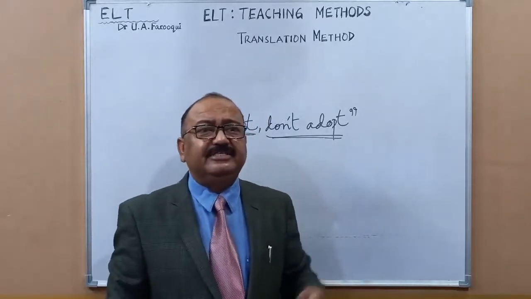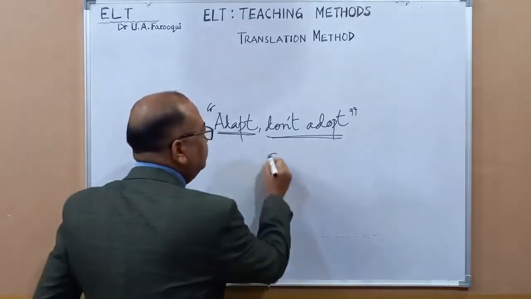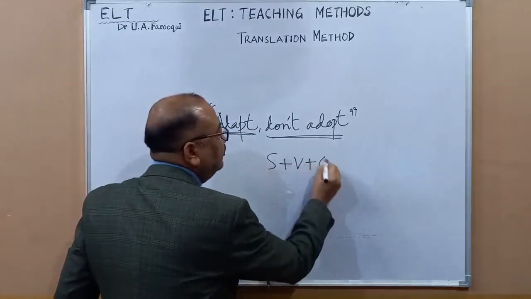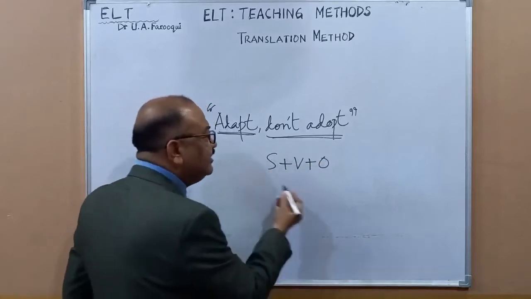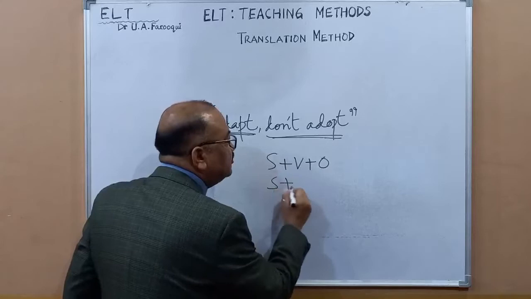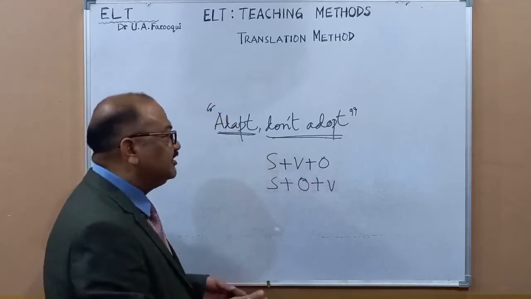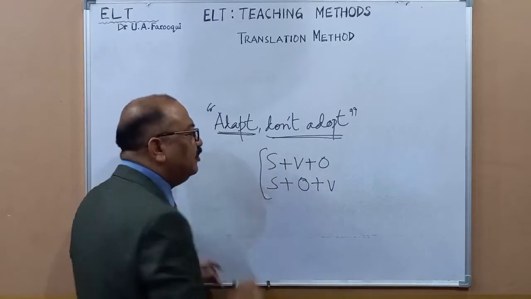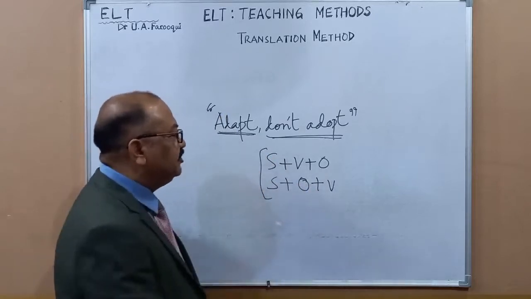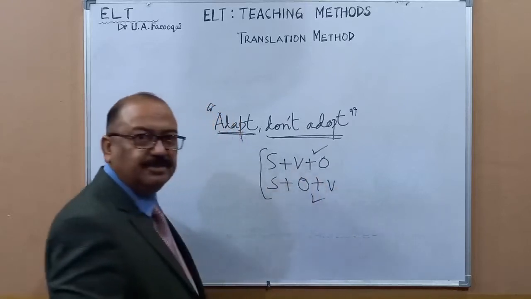So we may tell our students that in the English language we have S plus V plus O. This is the structure: S plus V plus O. Whereas in Hindi or say Urdu, what structure do you have? You have S plus O plus V. So you can tell your students, and they can compare and know that if we are writing in English, we have to follow this structure, whereas in our mother tongue, this structure is followed.